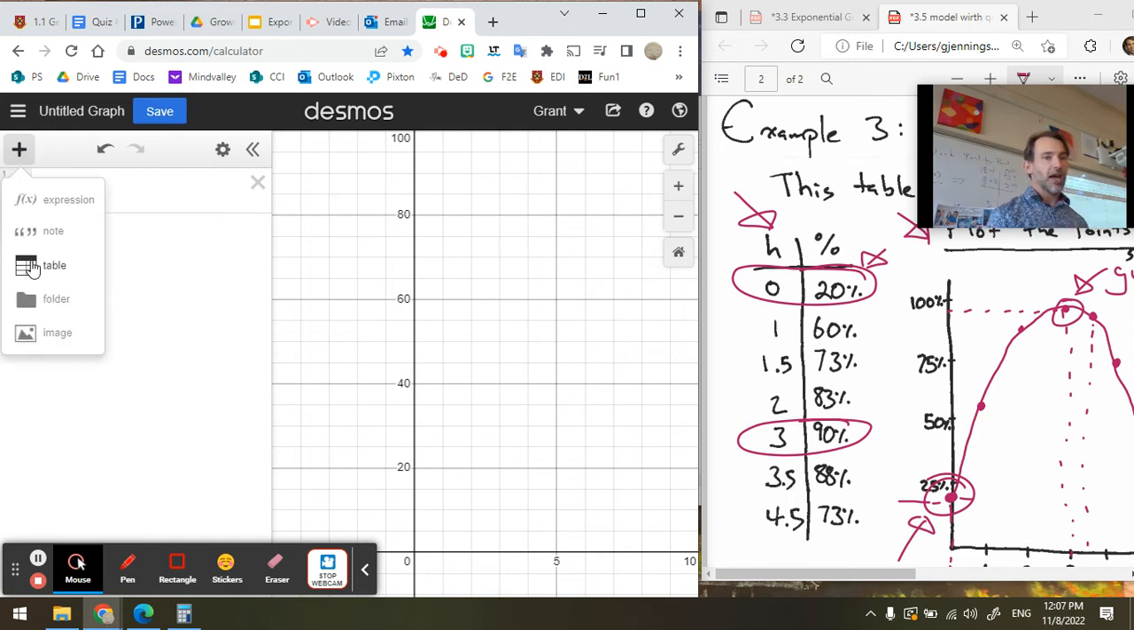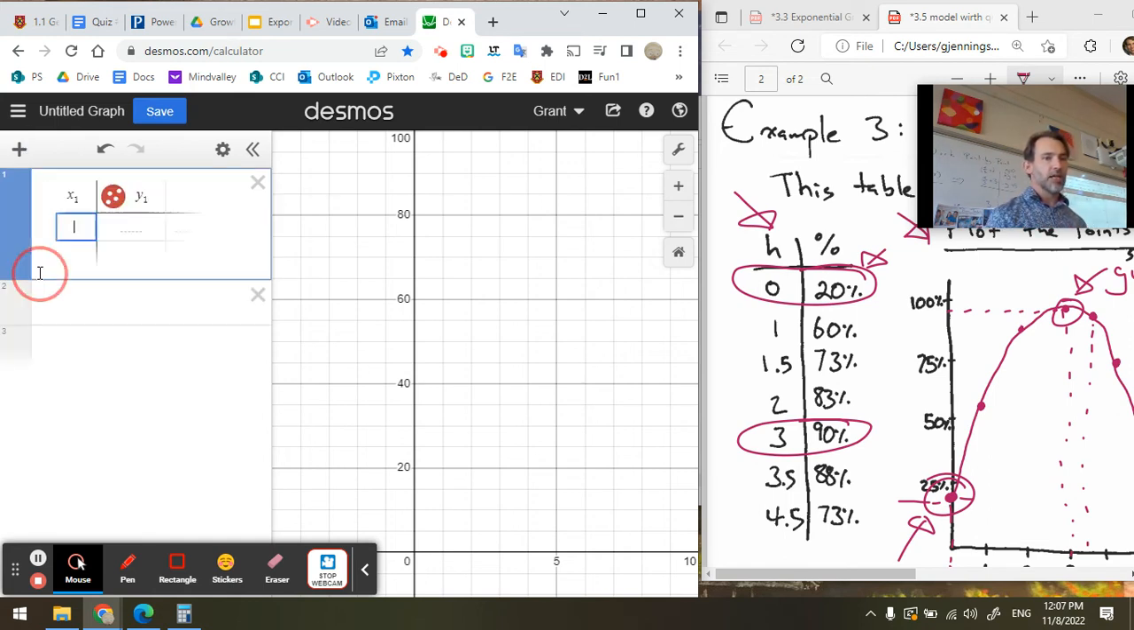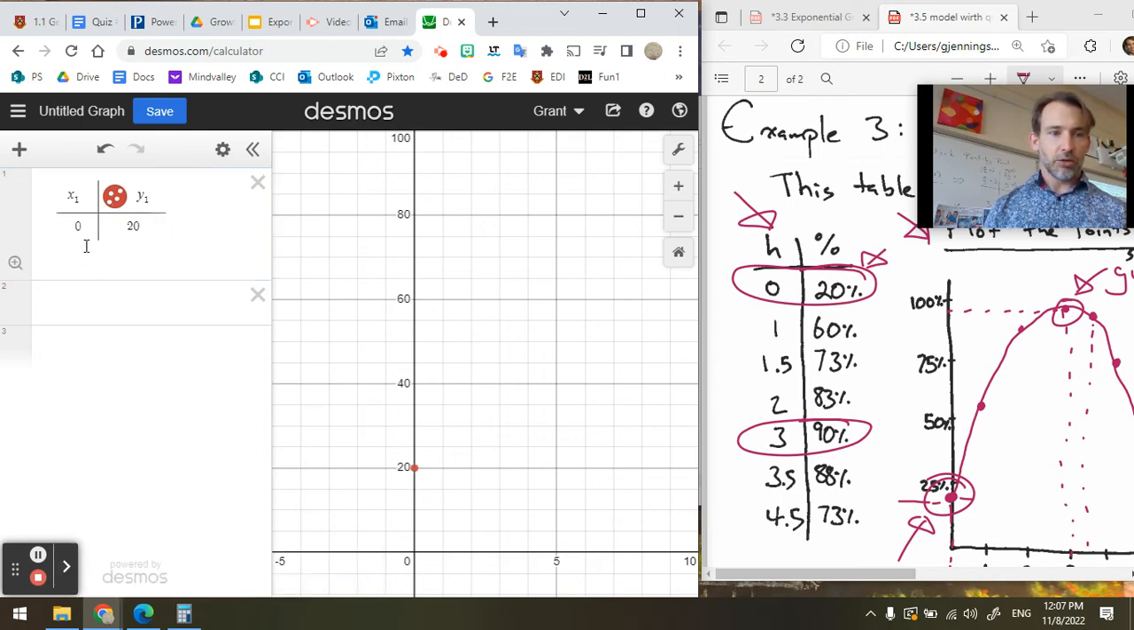You go in here and you say add a table. This is the button to add a table. It allows you to enter x and y values. So I copy my table, 0, 20. And you'll notice it plots the points for me. I can see them as we're plotting. 0, 20, and then we keep going.